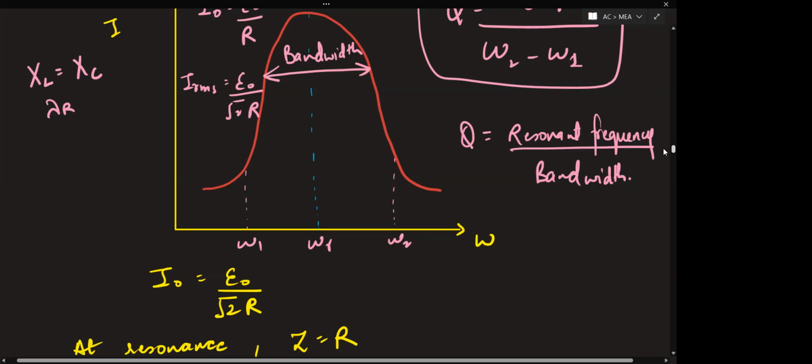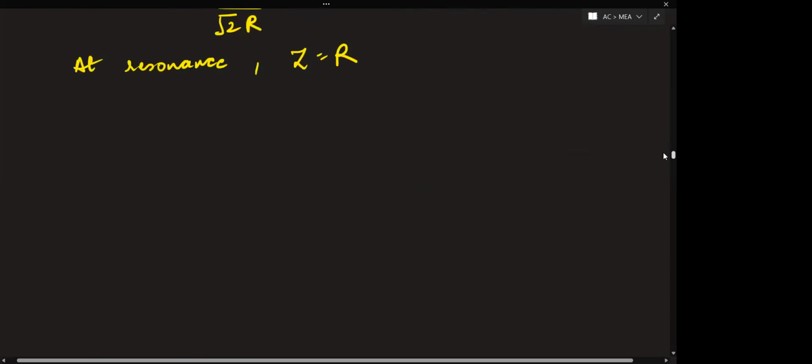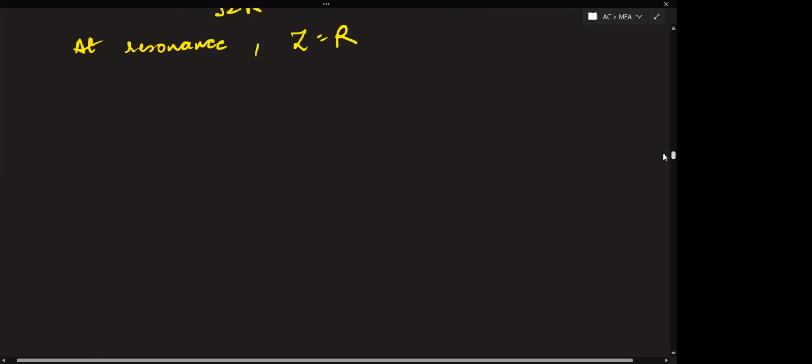This derivation is a little lengthy, class, so let's start with it now. See, this is the formula for Q factor. One more formula you have to remember. This definition and this derivation also can be asked to you in the exam. There are possibilities. At resonance, we all know that Z will be equal to R. Please remember this: at resonance, Z is equal to R.